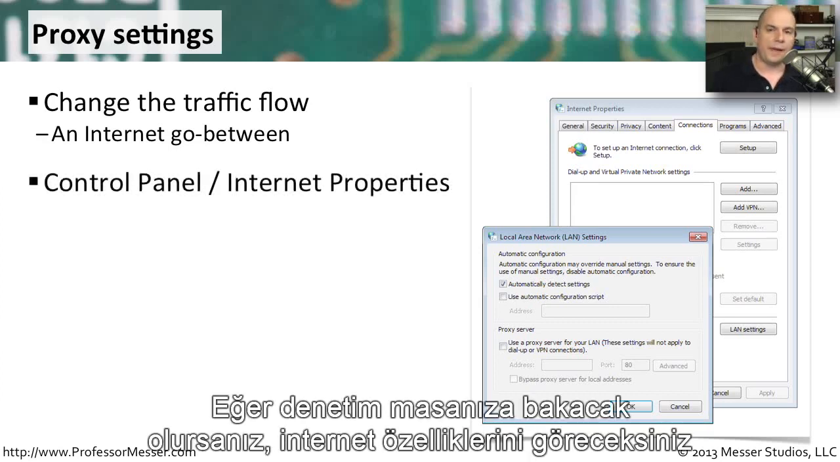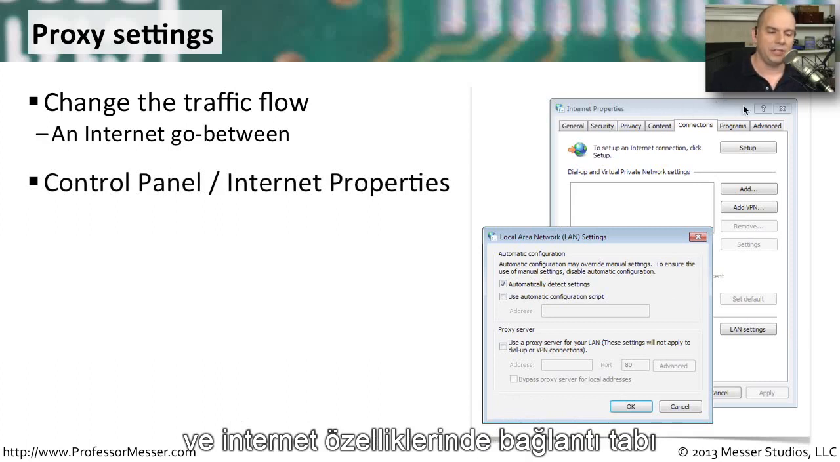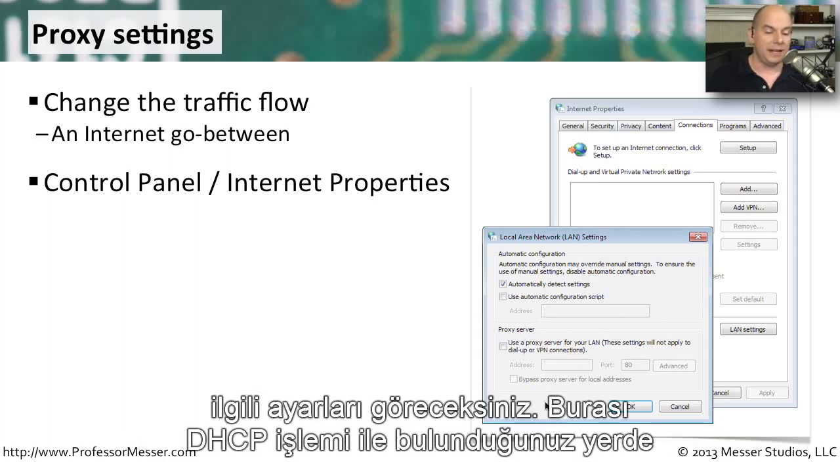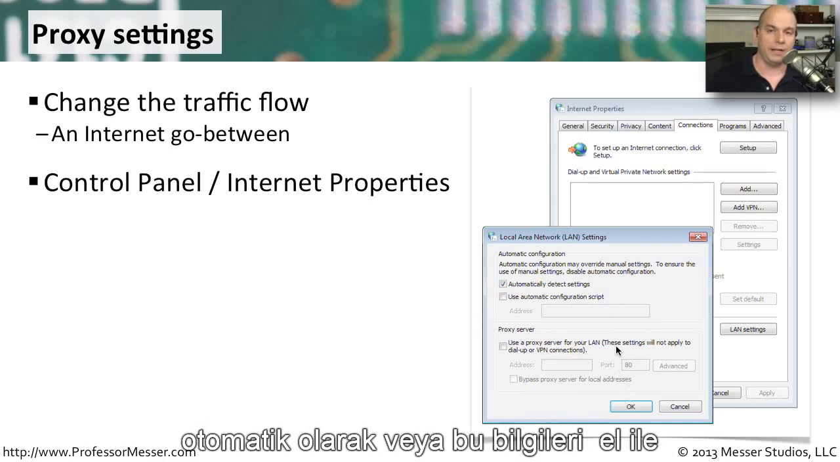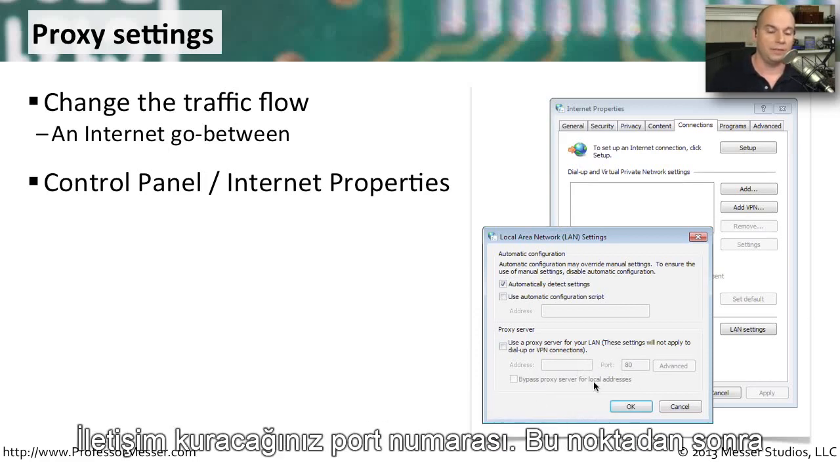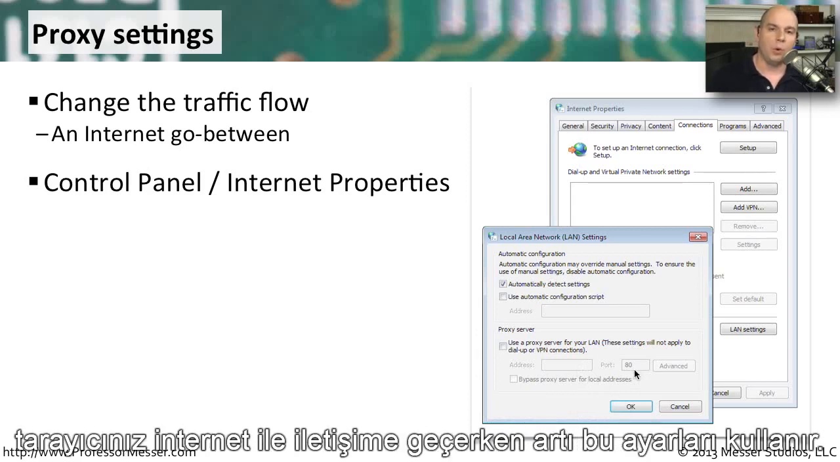If you look in your control panel, you'll find Internet Properties, and in the Internet Properties is a Connections tab that will provide you with a list of the local area network settings, and you can see inside of there is a setting for proxy server. This can be automatically configured through the DHCP process at your environment, or you may have to manually configure this information, and that's where you would add that. You would add an address to the proxy server, the port number that you would be communicating that on, and from that point forward, your browser would use that setting to talk to the internet.